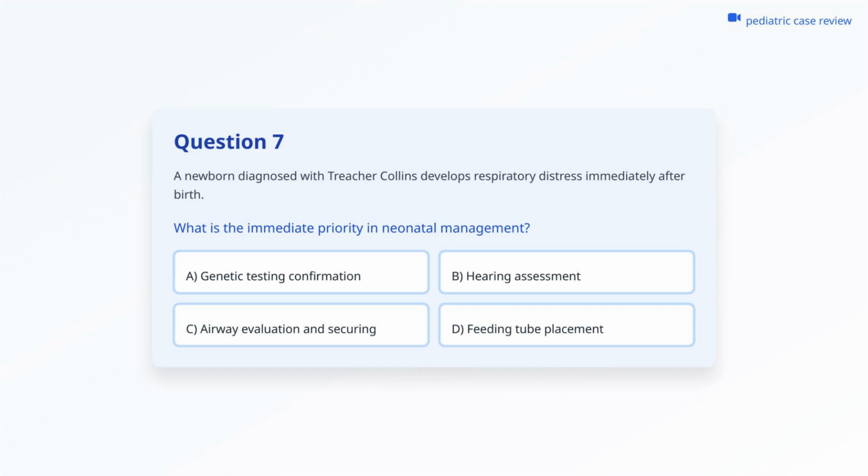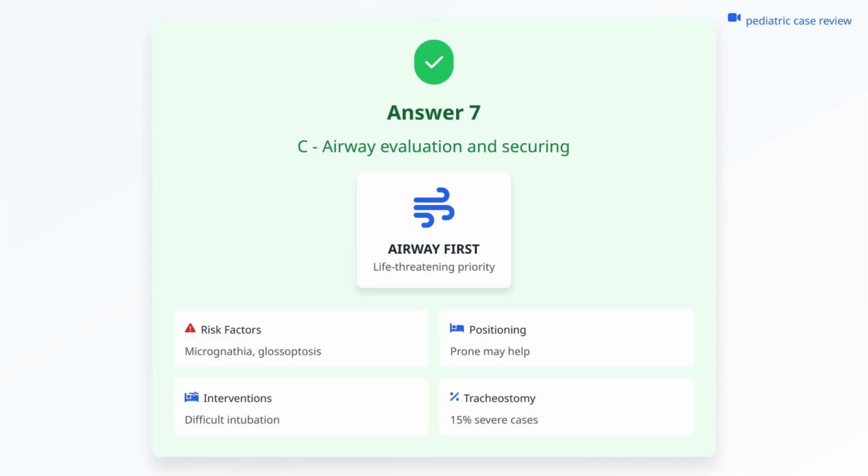Question 7 presents a newborn diagnosed with Treacher Collins developing respiratory distress immediately after birth. What is the immediate priority in neonatal management? Option A, genetic testing confirmation. Option B, hearing assessment. Option C, airway evaluation and securing. Option D, feeding tube placement. Consider life-threatening priorities. The correct answer is C.